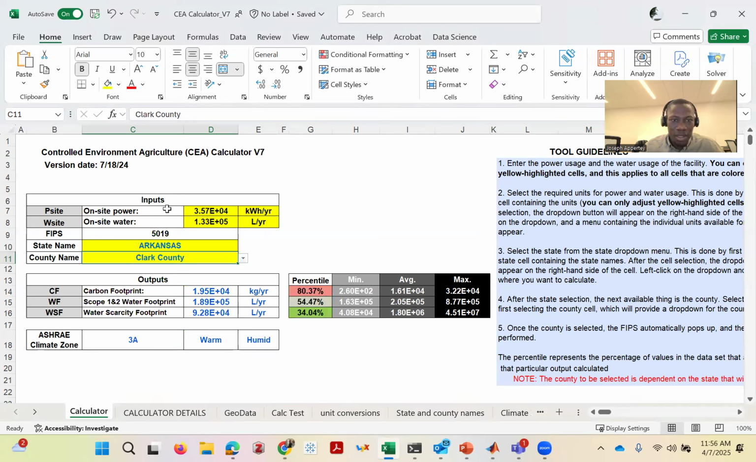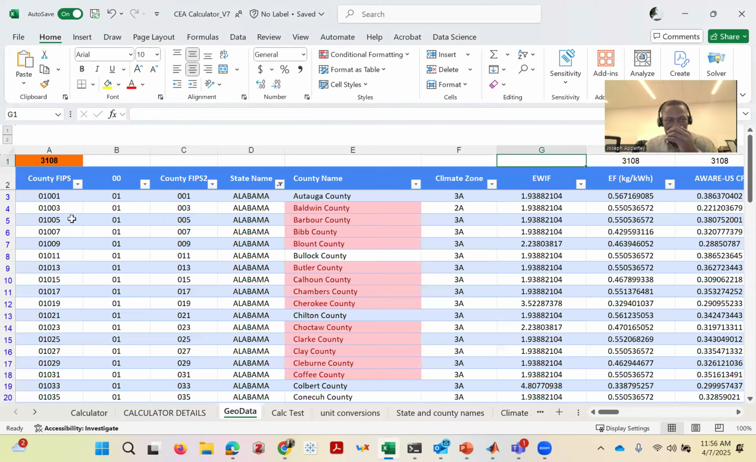automatically, using these hypothetical values, we are going to get our outputs in this form, whereby you have the carbon footprint in the 80th percentile, and then the scope 1 water footprint and the water scarcity footprint in the 54th and the 34th percentile, respectively. So this basically incorporates the FIPS code.